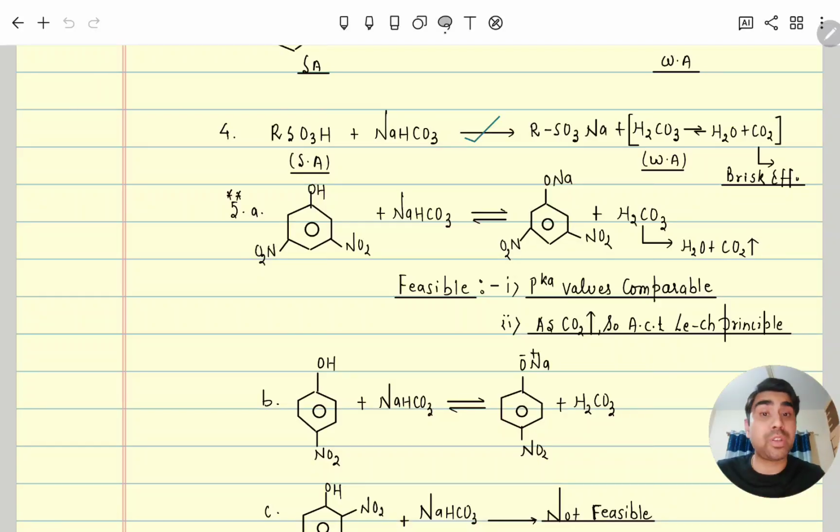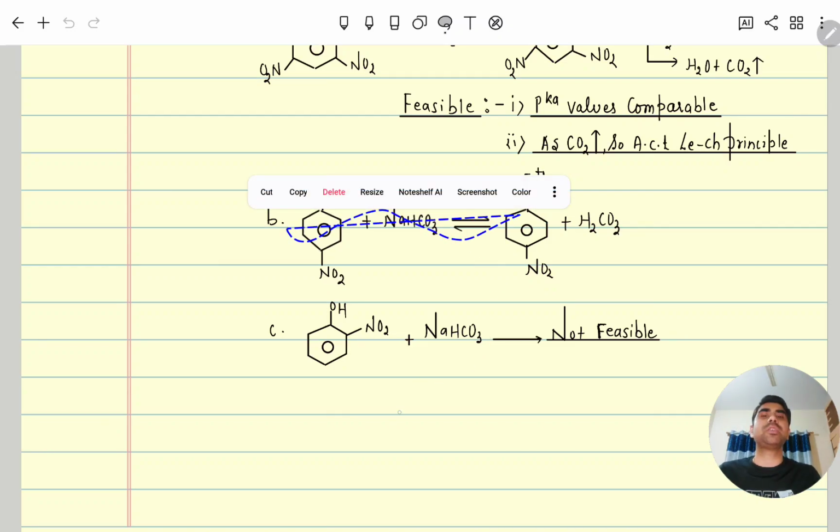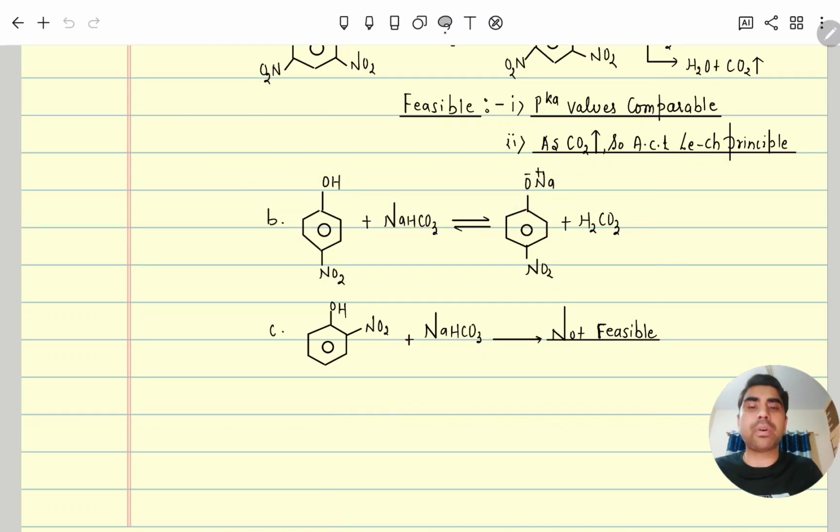Hence, this reaction is feasible. Similarly, the same thing will happen for para also. In para also, as CO2 is releasing, the equilibrium is disturbed. So to regain that equilibrium, the reaction will have more tendency to move forward. But with respect to ortho, it will not happen because this is a relatively very weak acid.